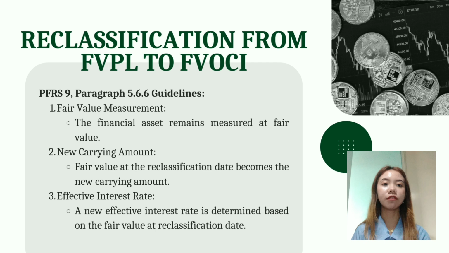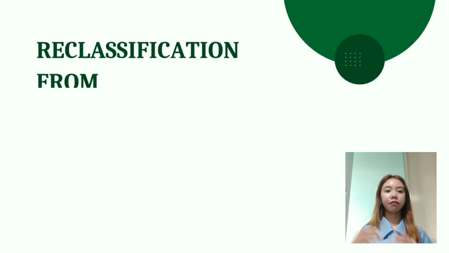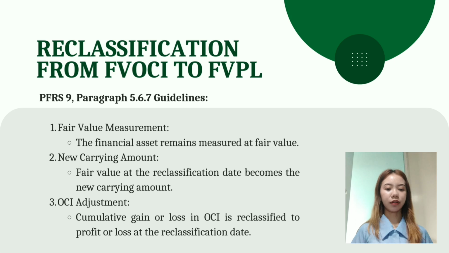PFRS 9 paragraph 566 provides the following if a financial asset is reclassified from FVPL to FVOCI. First, the financial asset continues to be measured at fair value. Then the fair value at the reclassification date becomes the new carrying amount, and the new effective interest rate must be determined based on the new carrying amount or fair value at the reclassification date. So lastly, we have the reclassification from FVOCI to FVPL.